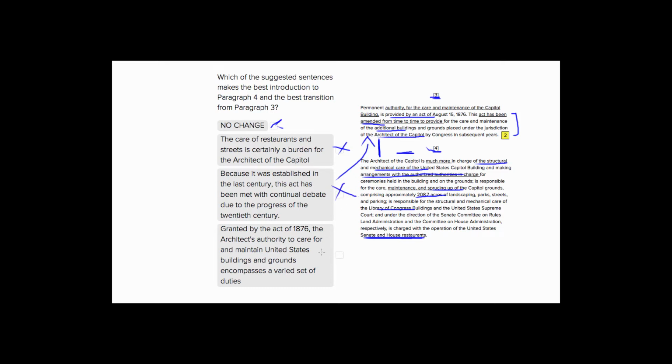Choice 4 is going to be great because it tells us, granted by the Act of 1876, the architect's authority to care for and maintain United States buildings and grounds encompasses a varied set of duties. This is great because it transitions from the fact that we have this 1876 Act that's giving the architect this power, and then paragraph 4 is an entire, really detailed description of the architect's duties. So this is going to be an incredible transition, and so choice 4 is our answer.